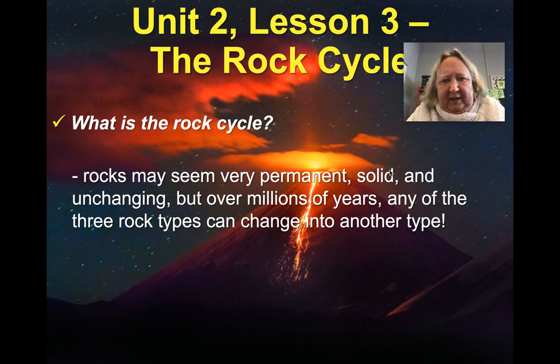Again, weathering, breaking down of rock, erosion, movement of the sediment, deposition, the depositing or dropping off. Metamorphic rock is made from extreme heat and pressure. Igneous is made from molten or melted rock that hardens, and sediment is made when it is compressed together.